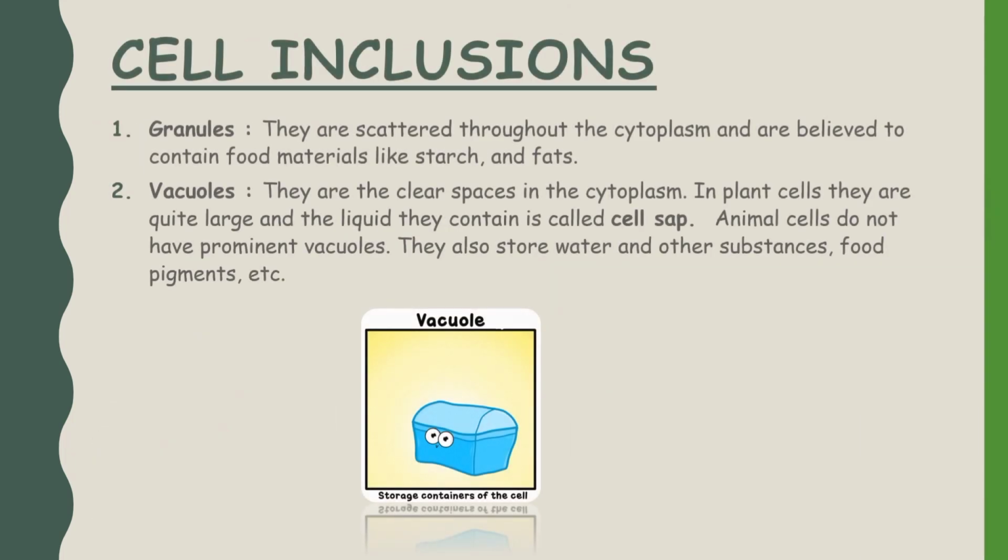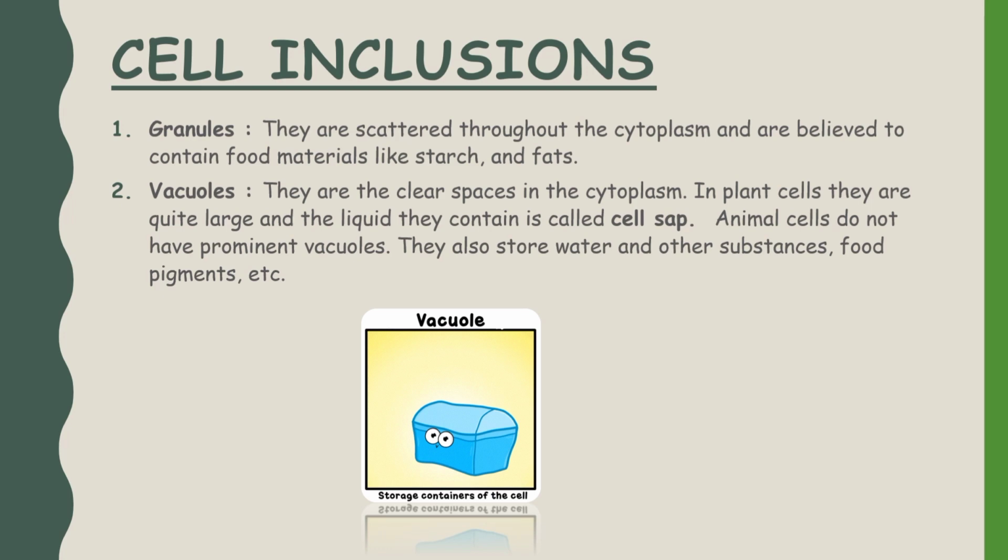Next are the cell inclusions or the non-living substances in a cell. The first one are the granules. The granules are small particles or droplets of food materials. They serve as the food for the cell. The second one are the vacuoles. The vacuoles are clear spaces containing water. The plant cells have prominent vacuoles while the animal cells have smaller and fewer ones. The vacuoles provide turgidity to the cells.